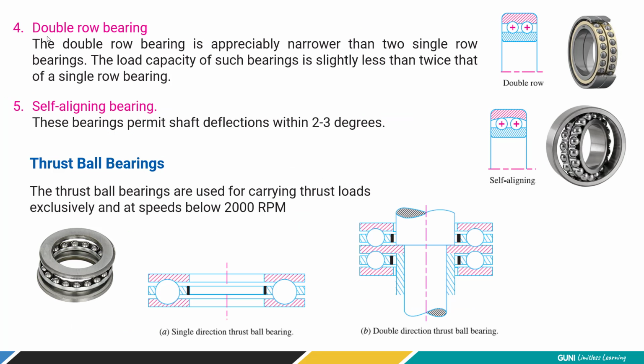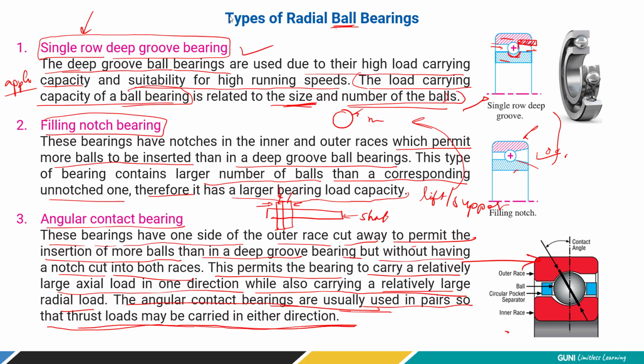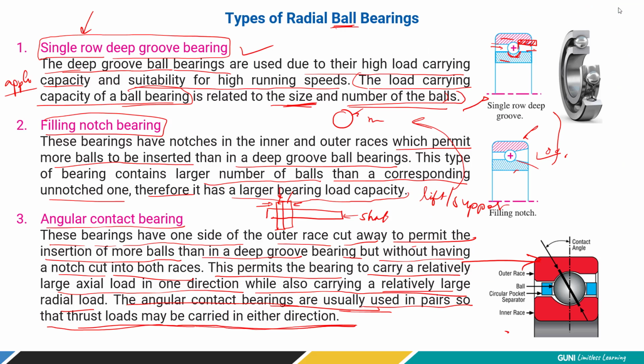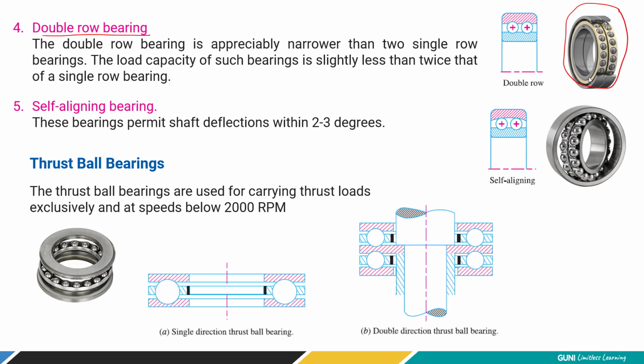Now, fourth is double row bearing. Here, if you compare the previous case, that is the first one, single row, we have double row. Just look at the figure. Now look at the previous figure. We have only one row of steel balls. Here we have two rows of steel balls. Now what is the advantage? Why are we using this kind of double row bearing?